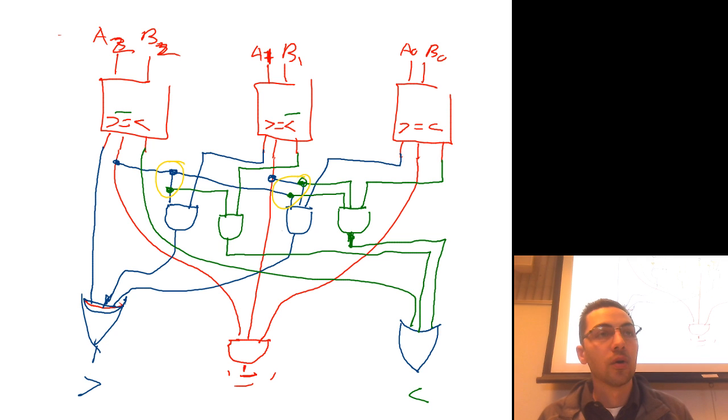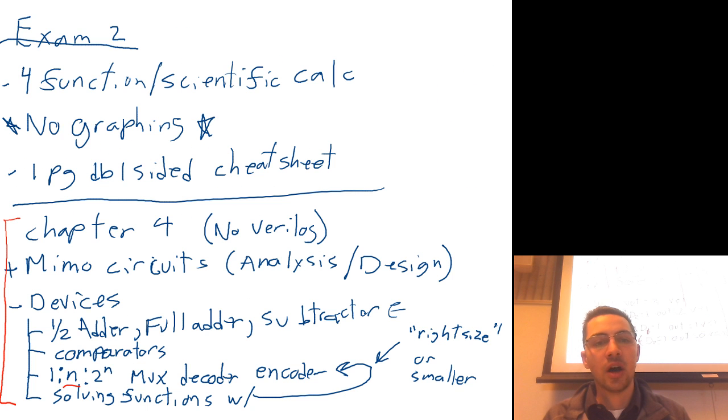So, as a reminder, if you came in late on the exam, 4-function or scientific calculator, no graphing calculators, 1-page double-sided, bring plenty of pencils, erasers, etc. It's on all of chapter 4, not counting the Verilog stuff.